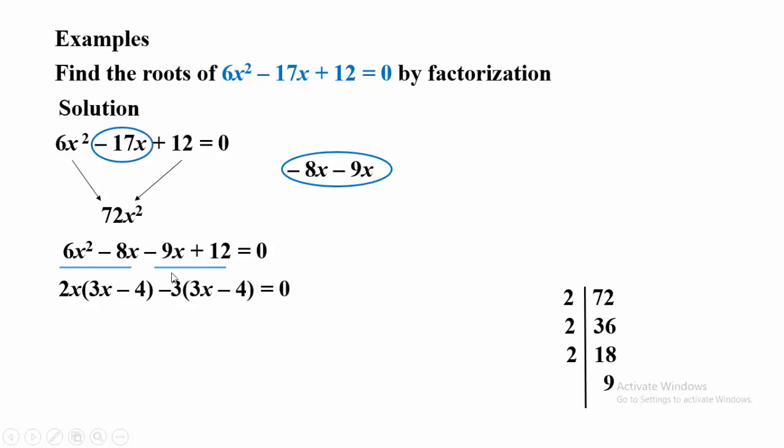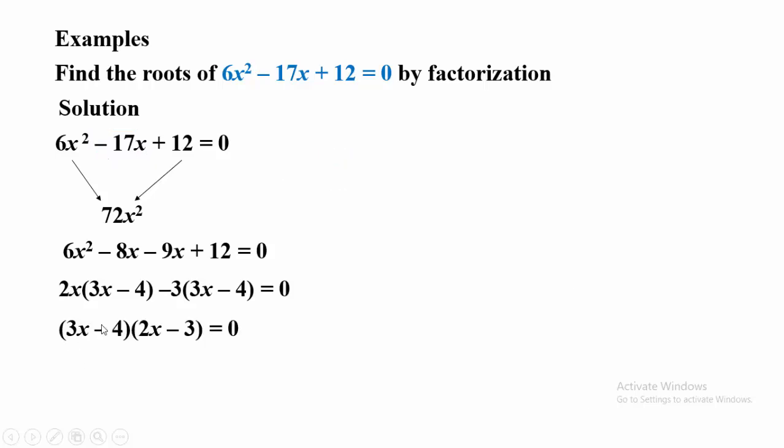When we factor minus 3 out, we now have minus 3 open bracket 3x minus 4 close bracket, which is equal to 0. We have 3x minus 4 at this side and 3x minus 4 at this side. So we factor 3x minus 4 out, we will get open bracket 3x minus 4 close bracket and open bracket 2x minus 3, which is this 2x and this minus 3, equal to 0. It's either 3x minus 4 is equal to 0 or 2x minus 3 is equal to 0.